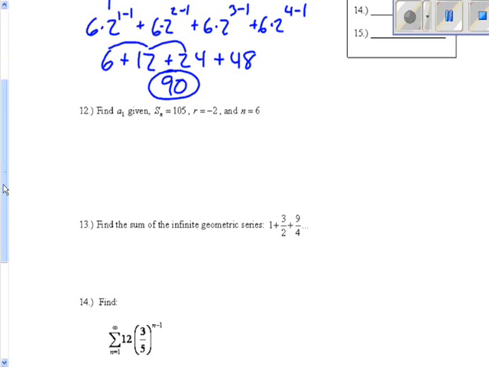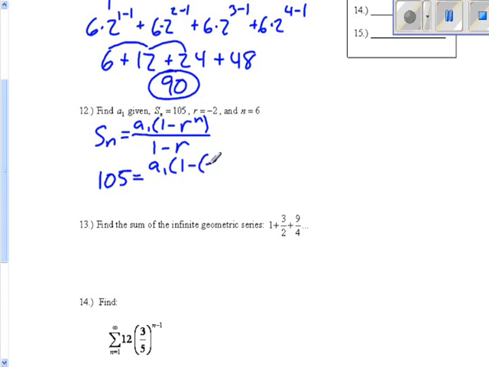The next one, we're looking for a sub 1. We're given s sub n. So s sub n equals a sub 1 times 1 minus r to the n, all over 1 minus r. So that's going to be 105 equals a sub 1 times 1 minus a negative 2 to the 6th power, all over 1 minus a negative 2. So it's going to be a sub 1.